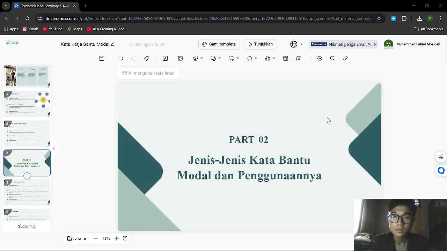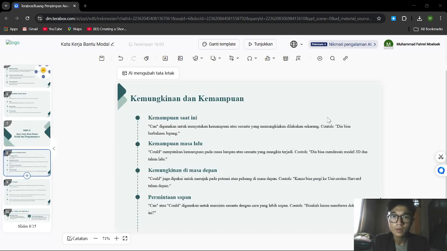Okay, now let's look closer at possibility and ability. We use can for present ability, like saying he can speak Japanese. For past ability, we use could, for example, he could design 3D models 2 years ago. Could is also used for future potential, such as you could go to Harvard next year, or to make a polite request, like could you bring these documents?